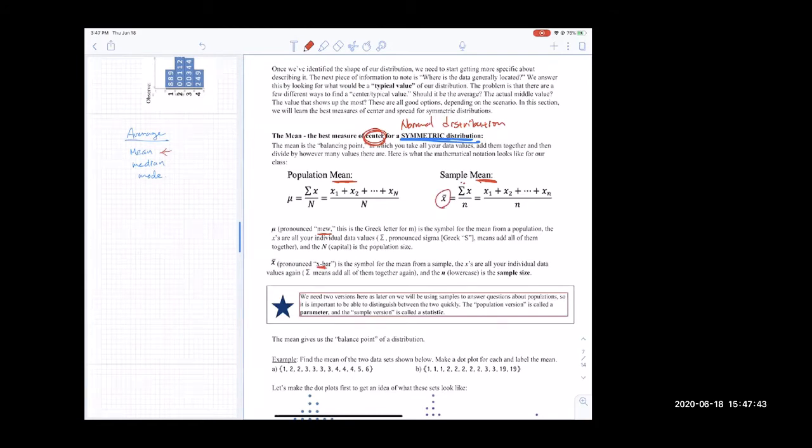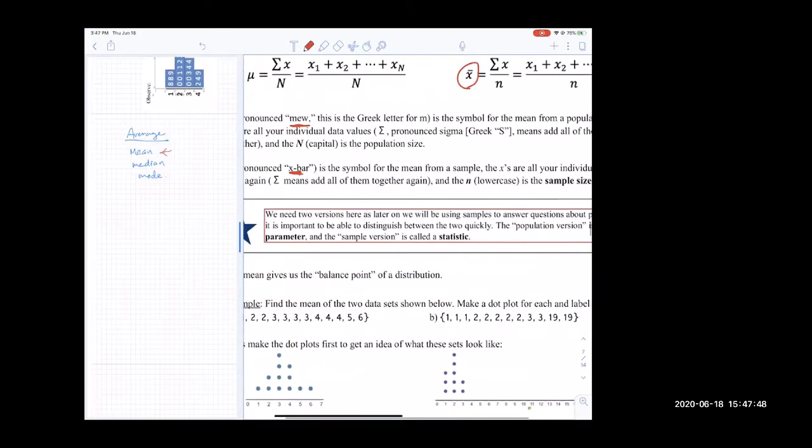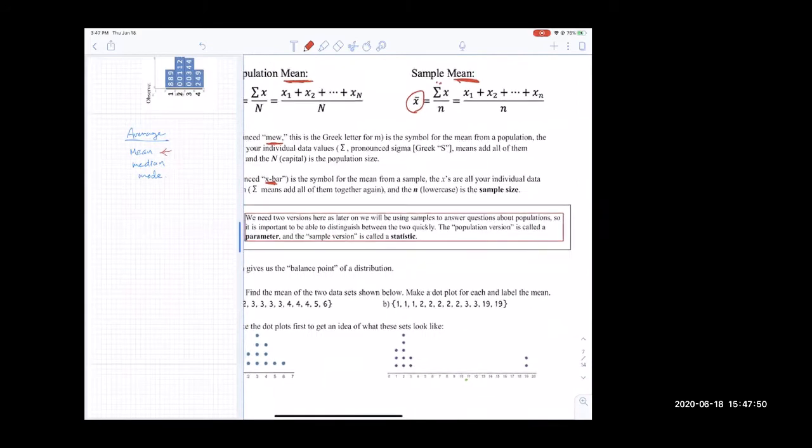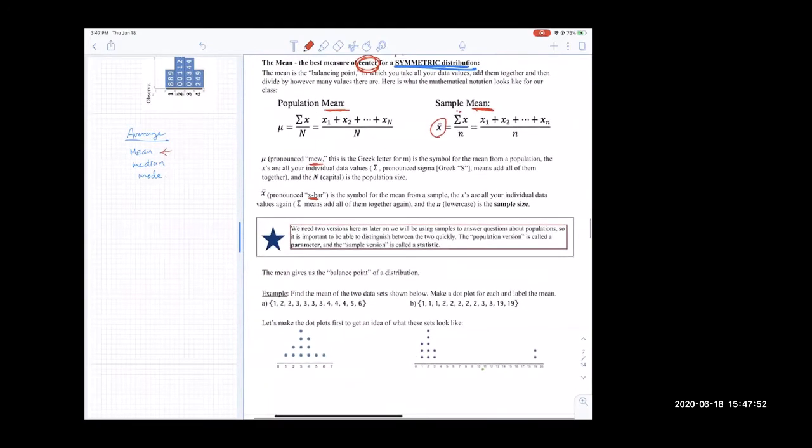Okay, that will be your sample mean. If you notice right here, the big star with the red crossing it says we need 2 versions here, as later we will be using samples to answer questions about the population. So it is important to be able to distinguish between the 2 quickly, which is your population mean and sample mean. Population mean, we consider that to be what we call the parameter.